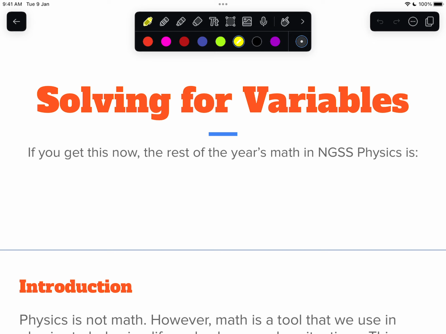Okay, welcome to Solving for Variables. This should help you solve variables in this class. And if you get this, the rest of the math in this class is really easy for the rest of the year. So easy, we say it's easy peasy, lemon squeezy. Oh, I drew a lemon there.